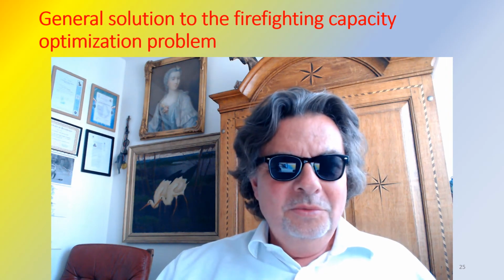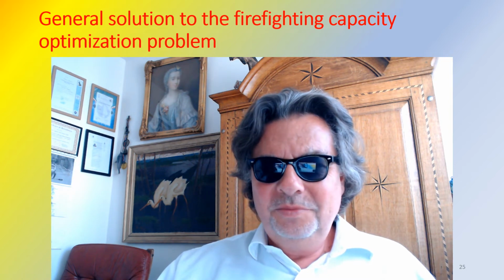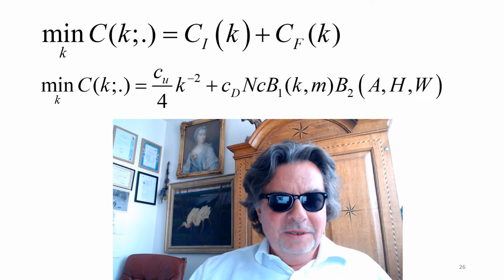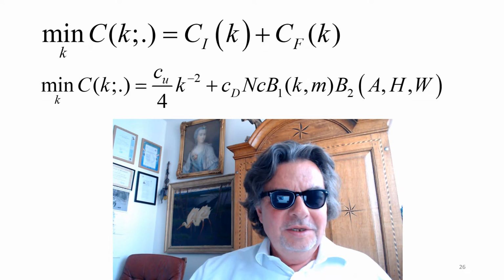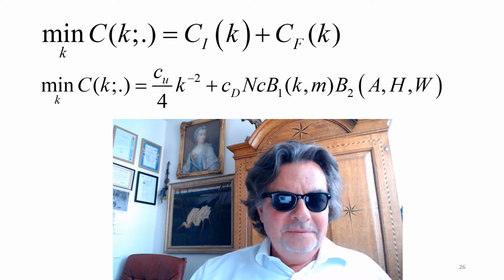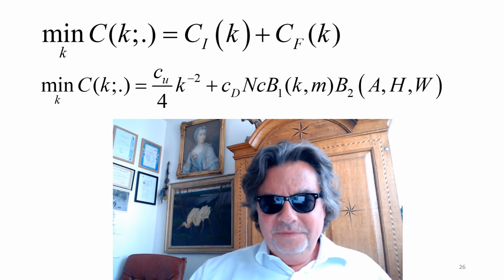Now we move to the general solution to the firefighting capacity optimization problem. So this is the problem. We want to minimize C, the sum of Ci and Cf, and they are both functions of k. And we see the expression in two versions. One is more general than the other.